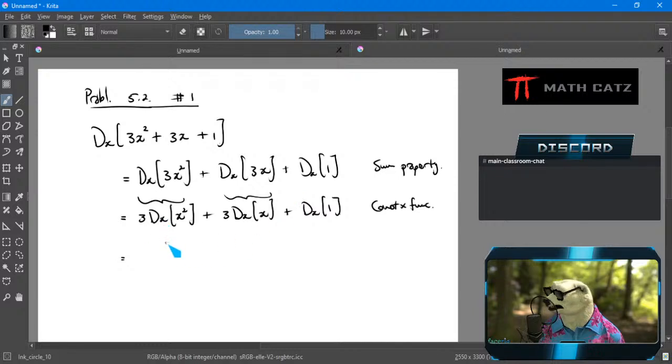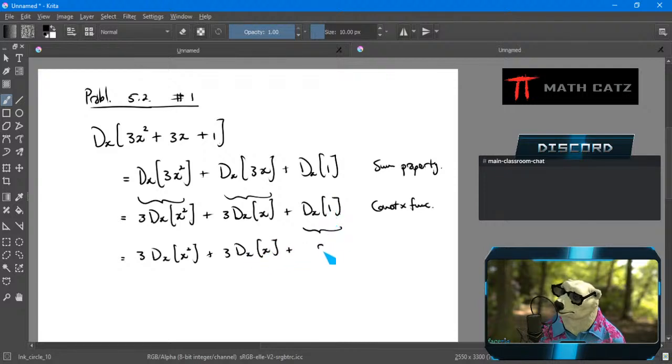Okay, so now maybe we want to update this guy and leave the best for last. For this first example, I want to do one at a time. So, constant function, 0. Whether you write the 0 or not, I don't care. Constant property.